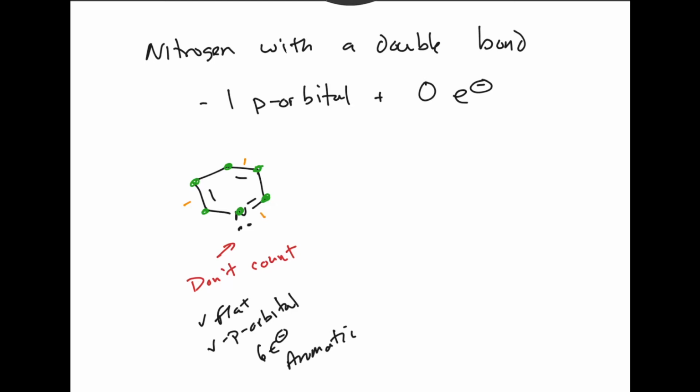So why don't we count the lone pair? Same reason we didn't count that one lone pair on oxygen is when we draw this structure out. Right, my bad, nitrogen here. Well, here, let me get rid of my, oops. Let me actually draw the orbitals, sorry.